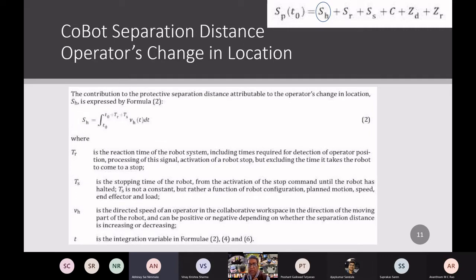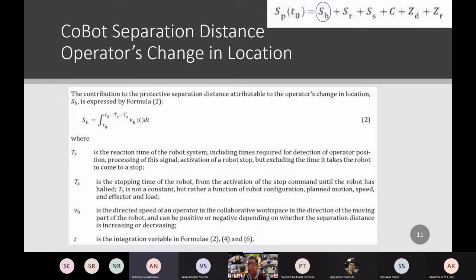SH is the contribution of the human operator to the separation distance. And I have to integrate this velocity. So by integration of the velocity, I will get the distance. And how long do I have to integrate? It is the robot's reaction time, that is the time required for detection of the operator's position, processing of the signal, and activation of a robot stop, but excluding the time it takes the robot to come to a stop.